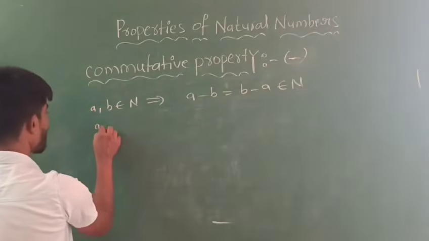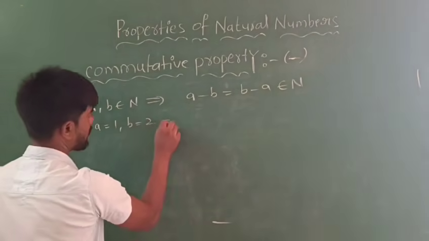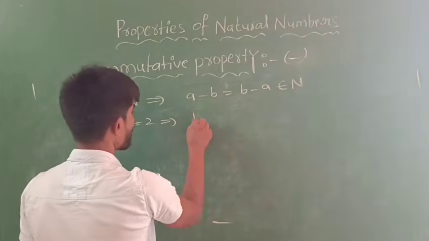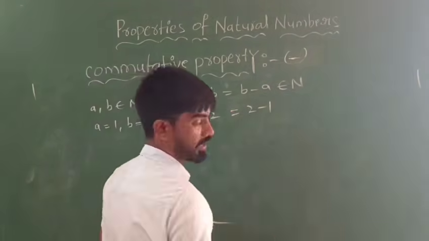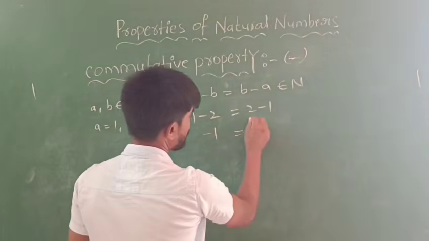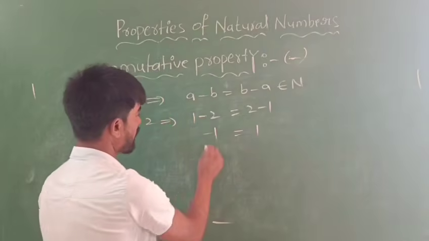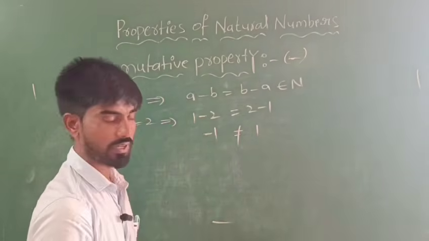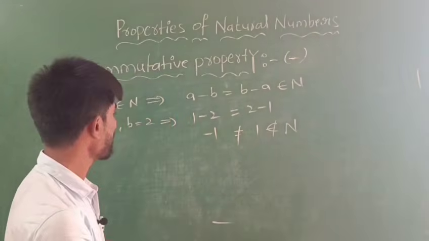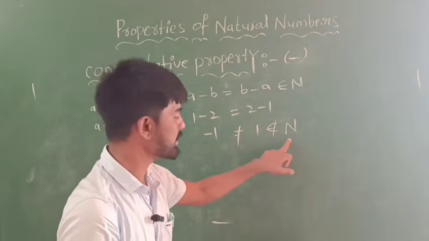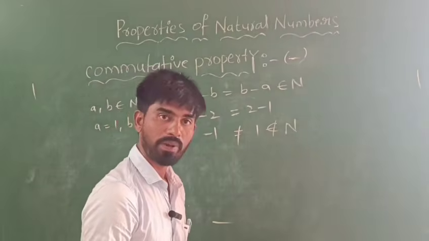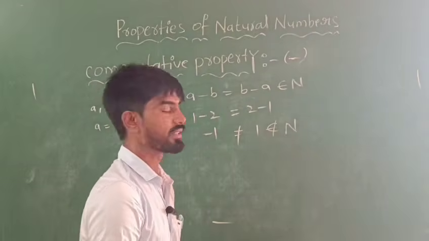Suppose I take a is equal to 1, b is equal to 2. I am going to substitute in the LHS and RHS values. Here 1 minus 2 is equal to 2 minus 1. What will happen? 1 minus 2 means minus 1, and 2 minus 1 means plus 1. Here minus 1 does not equal plus 1. This also does not belong to natural numbers, because negative values are not considered natural numbers. That's why the commutative property under subtraction does not follow.